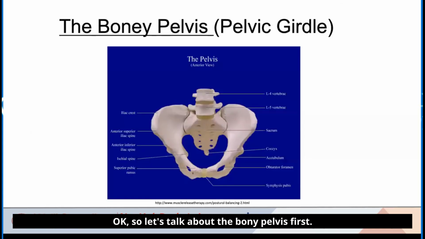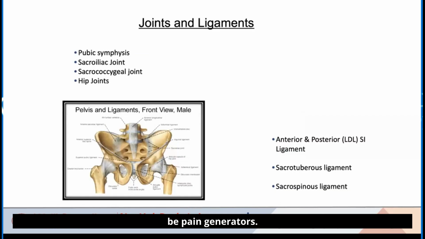Okay, so let's talk about the bony pelvis first, right? Obviously, most of you are probably pretty familiar. We have the lower lumbar segments here, this sacral area here, and then, of course, they meet the iliac crest, where we have the sacroiliac joints in the back. Those two bones come together to the front to the pubic symphysis, and all of these areas, whether it's the lumbar spine, those sacroiliac joints, or the pubic symphysis, could potentially be pain generators. Of course, we also have the hip joint, as pictured here.